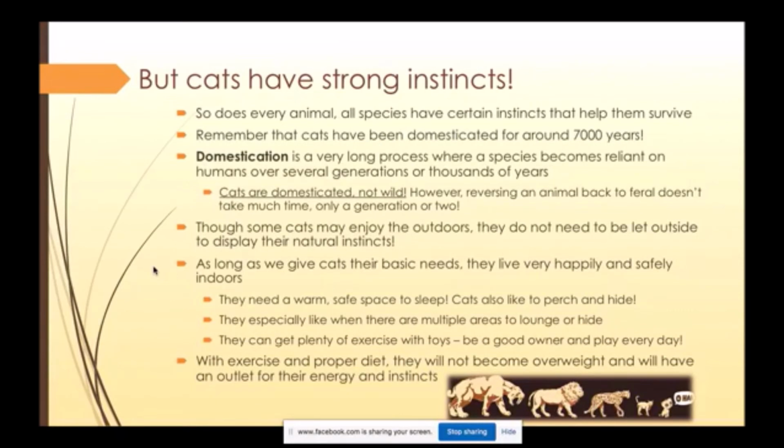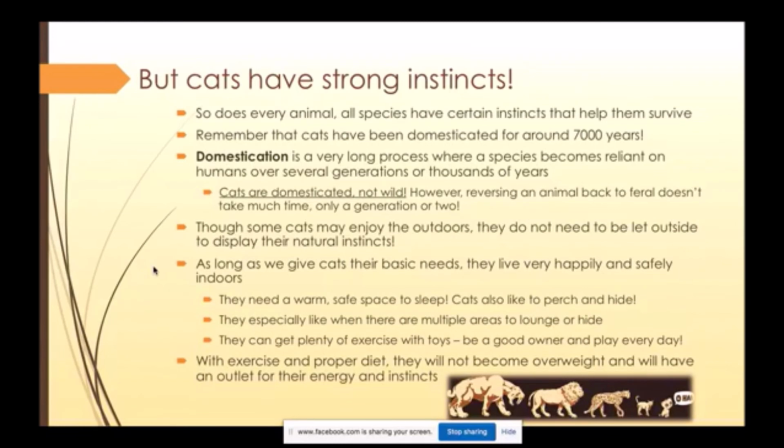And remember, cats are domesticated, not wild, but reversing an animal back to feral doesn't take much time at all. Really only a generation or two, or less than a year, since cats can have up to 4 pregnancies in a year. If you start with an intact outdoor cat that becomes a stray and then has kittens outside, those kittens will likely be feral if they've never been exposed to people. So reversing a process that takes thousands of years can quickly revert back and really do a lot of damage.